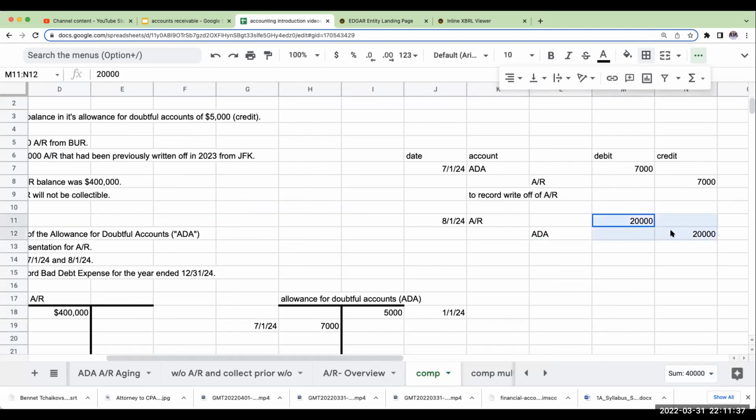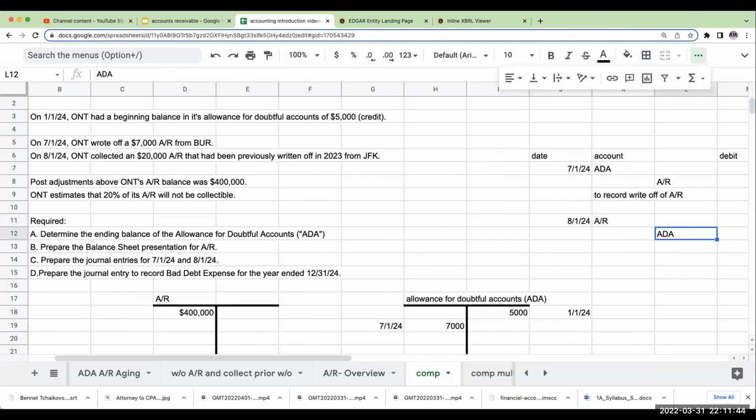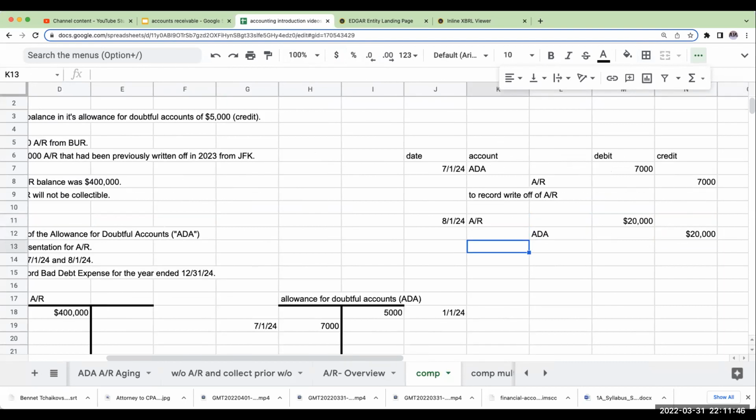So we wrote this off in 2023, and we're now collecting it in 2024. So our first step is to reinstate the receivable. Our second step is to collect the cash. So we're going to debit cash and credit AR for that 20,000.